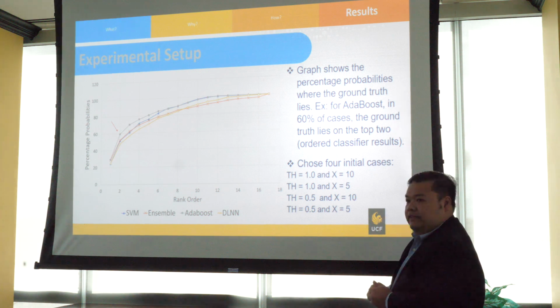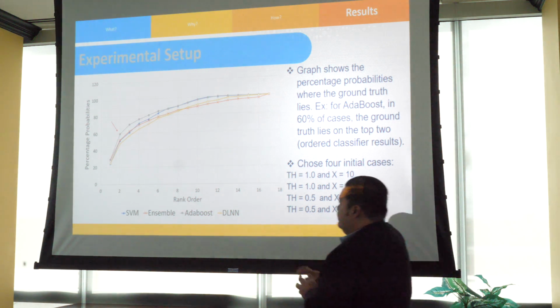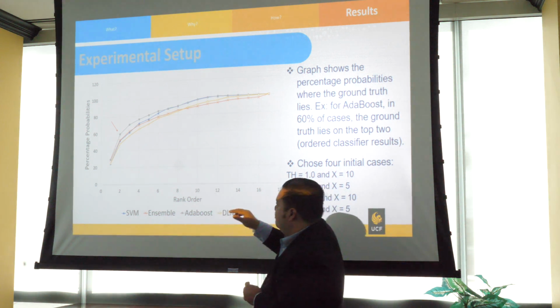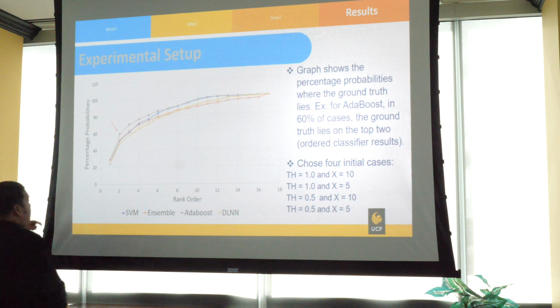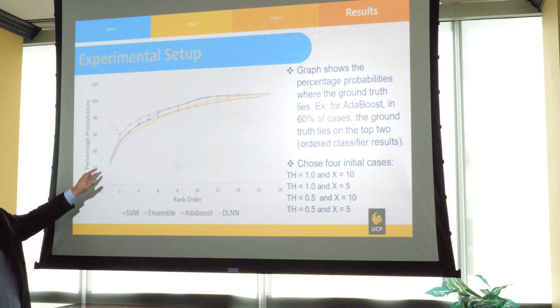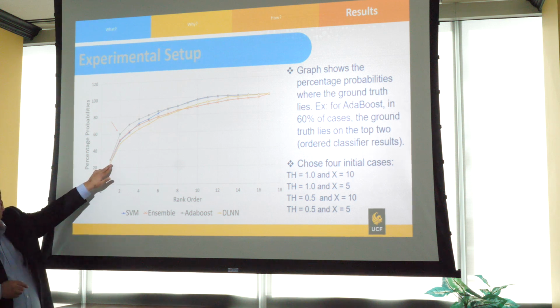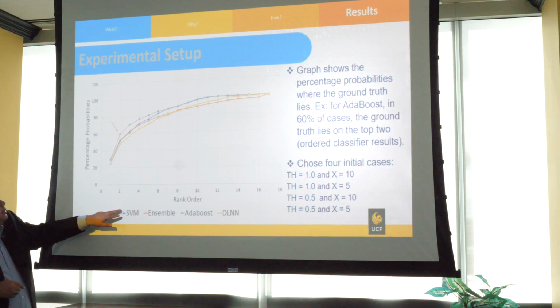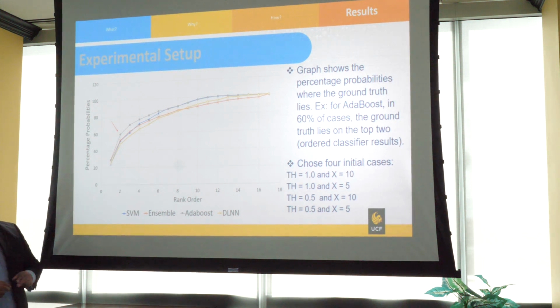So in order to come up with different values of TH and X, I ran different kinds of tests for these 4 different classifiers. Remember that the result for the classifiers is around maybe 30%, so it's always coming on top, the first position, right? But if we go with the second position, the accuracy is getting better. So for the SVM, 60% of the results were in the top 2. In AdaBoost, 60% of the results were in the top 2.